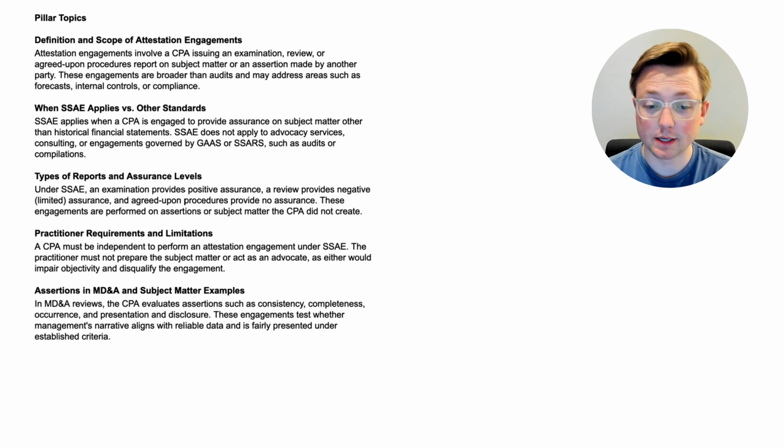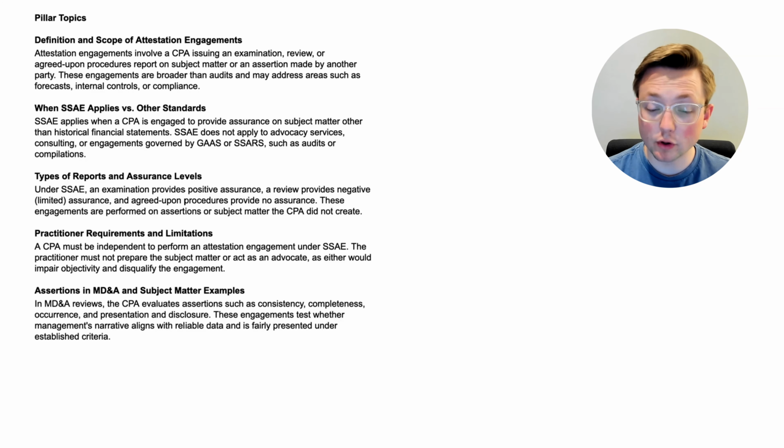Now let's talk about the practitioner requirements and limitations. A CPA must be independent to perform an attestation engagement under SSAE. The practitioner must not prepare the subject matter or act as an advocate, as either would impair objectivity and disqualify the engagement. And then finally, assertions with the MD&A and subject matter examples.